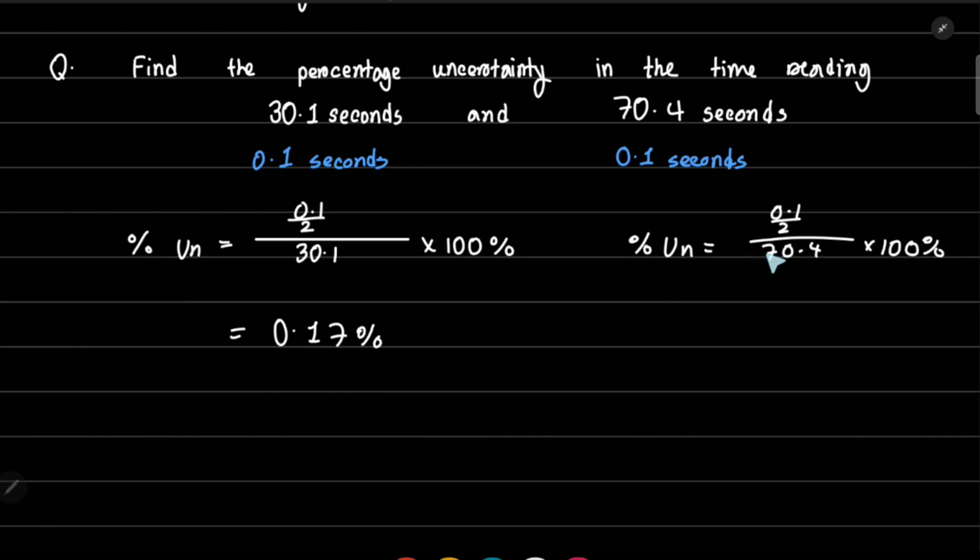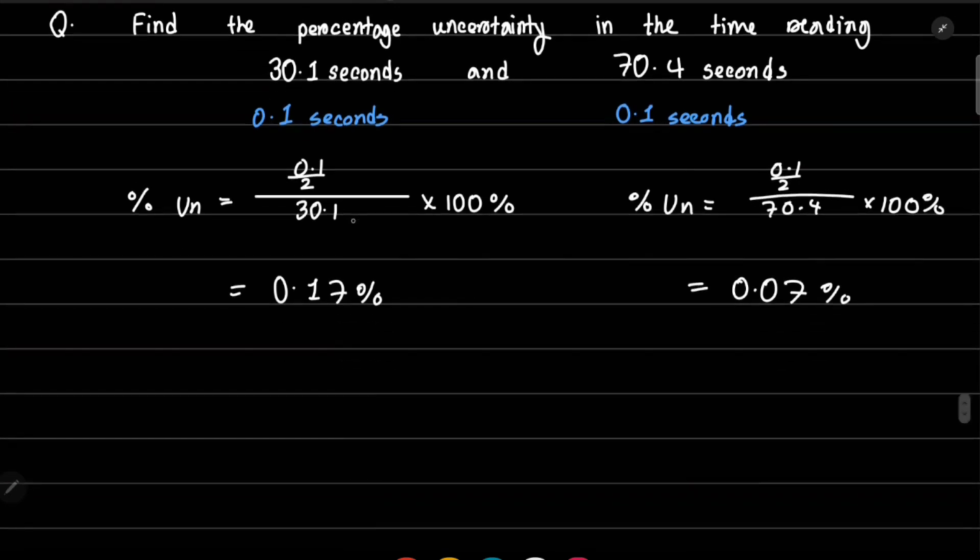And if I just change the denominator to 70.4, I get the percentage uncertainty for the second value, which is 0.07%. From here we can see that for the same measurement uncertainty, a greater denominator will mean that the percentage uncertainty is smaller. Having a smaller percentage uncertainty is better.